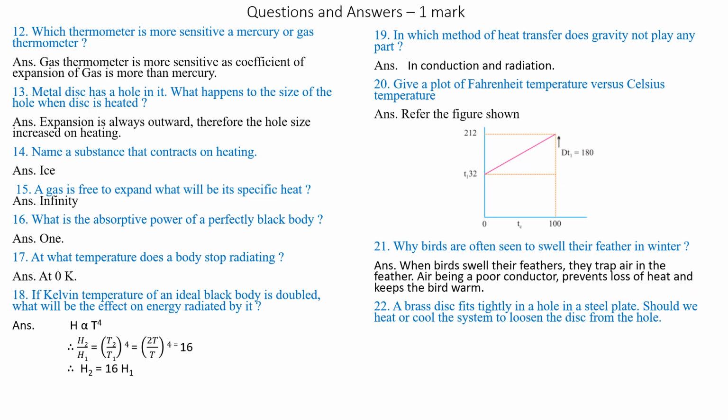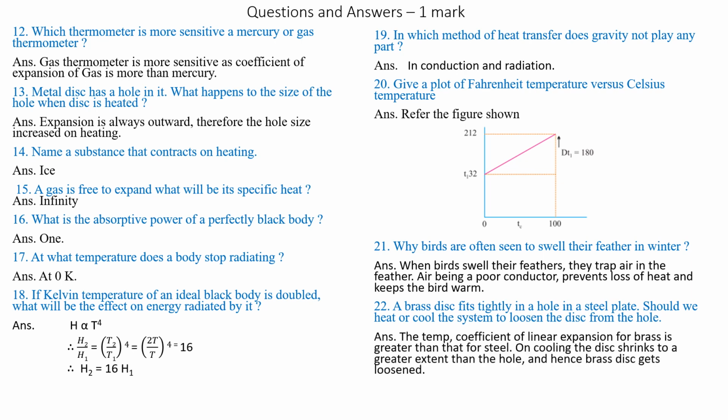Next question. A brass disc fits tightly in a hole in a steel plate. Should we heat or cool the system to loosen the disc from the hole? So please note the disc is of brass and plate is made up of steel. So we have to find the answer for it. The temperature coefficient of linear expansion of brass is greater than that of steel. So on cooling, the disc shrinks to a greater extent than the hole. Hence the brass disc gets loosened.